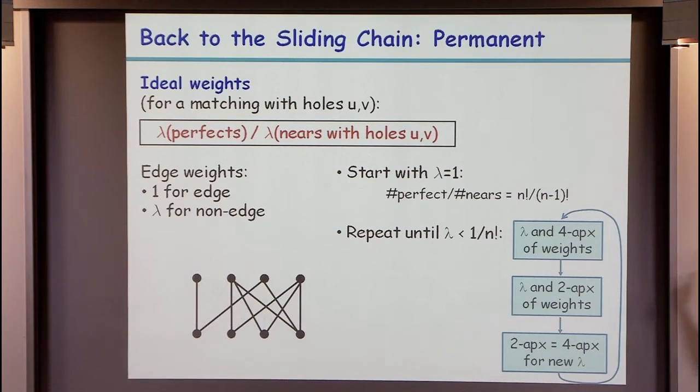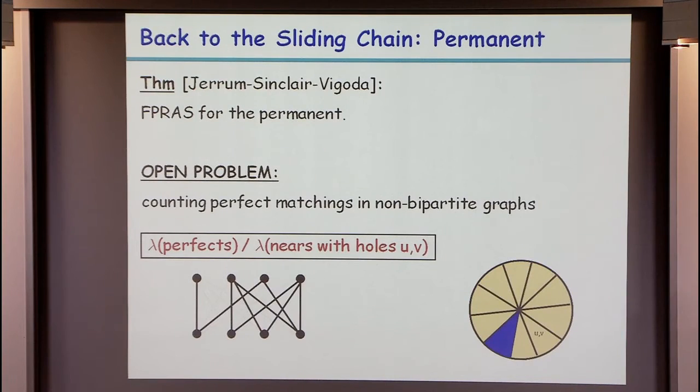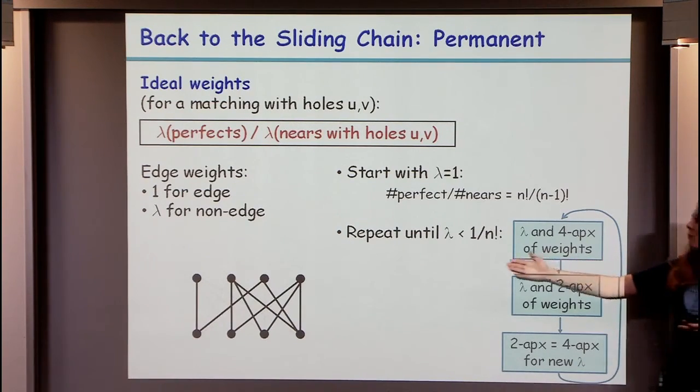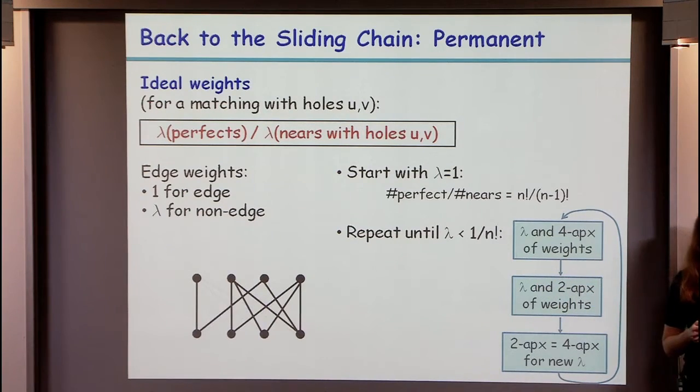At a high level, does this make sense? So 4 approximation, boosted using sampling to 2 approximation, and then decrease lambda, what used to be a 2 approximation is a 4 approximation. Keep doing this. It turns out that the number of lambda steps that we need is actually not too bad. It's only about n log squared n. And what it comes down to is proving that my Markov chain with these weights actually mixes rapidly. And it uses a similar canonical path argument.